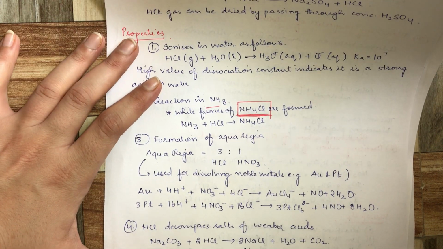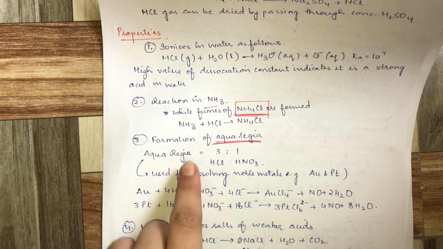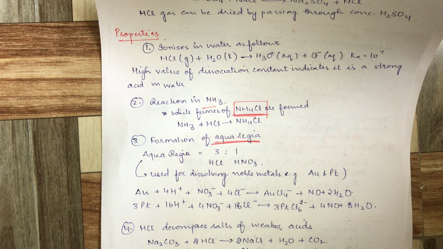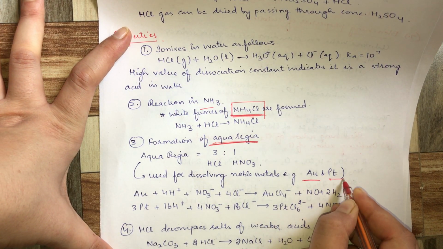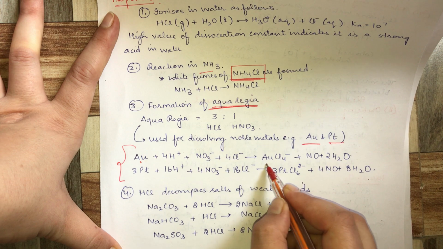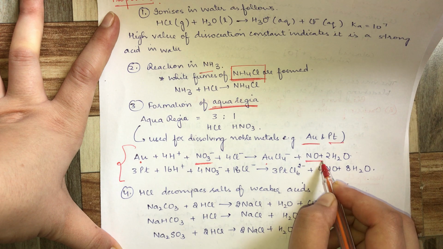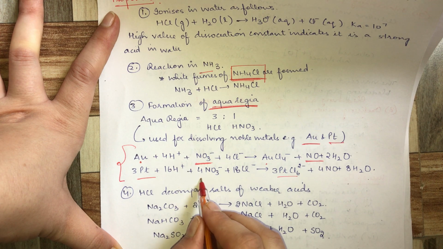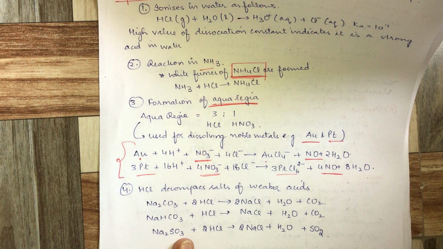HCl also forms part of a composition called aqua regia. Aqua regia has 3 parts of HCl and 1 part of HNO3. Why is it important? Because it is used for dissolving noble metals like gold and platinum. How do they react? This is given in these reactions. Au is oxidized to AuCl4-, NO3- is changed to NO. Pt is oxidized to PtCl6 2-, and NO3- is changed to NO. So you have to learn these reactions.